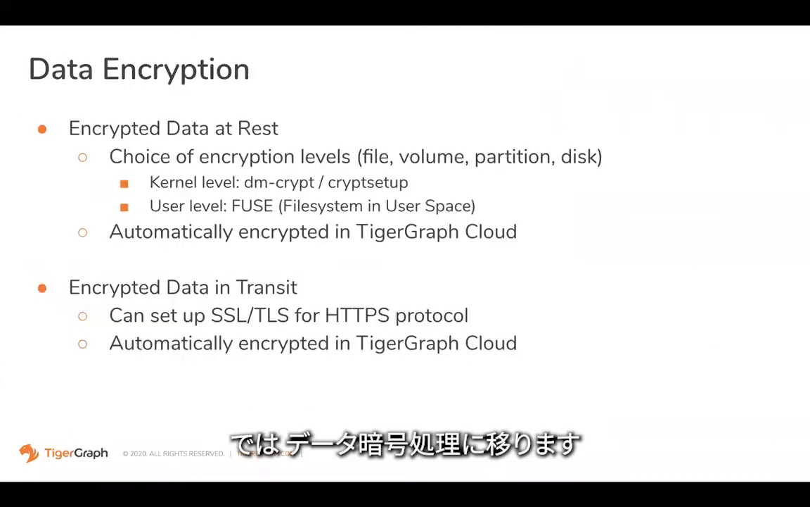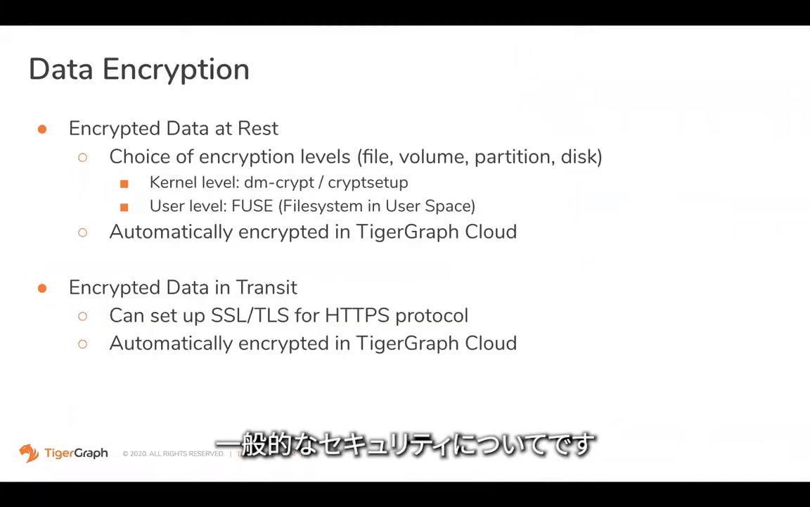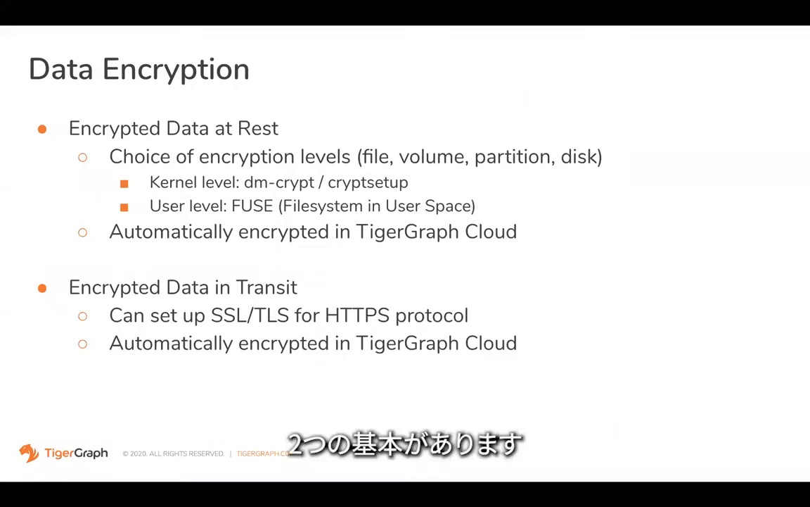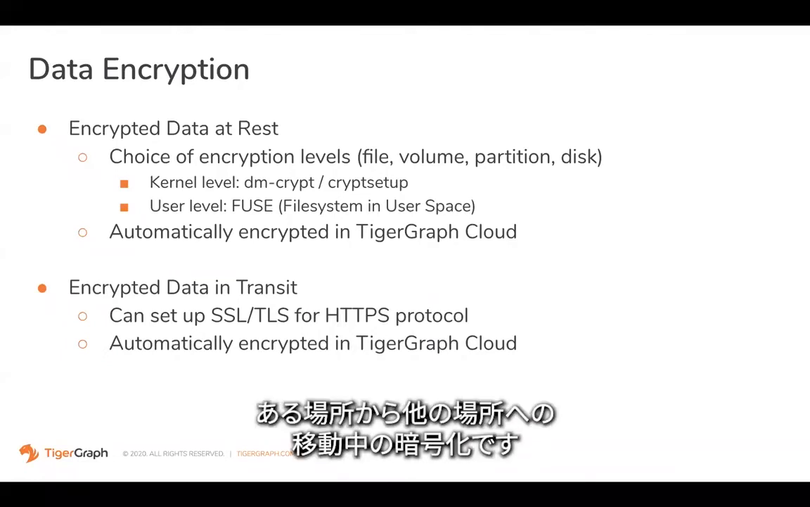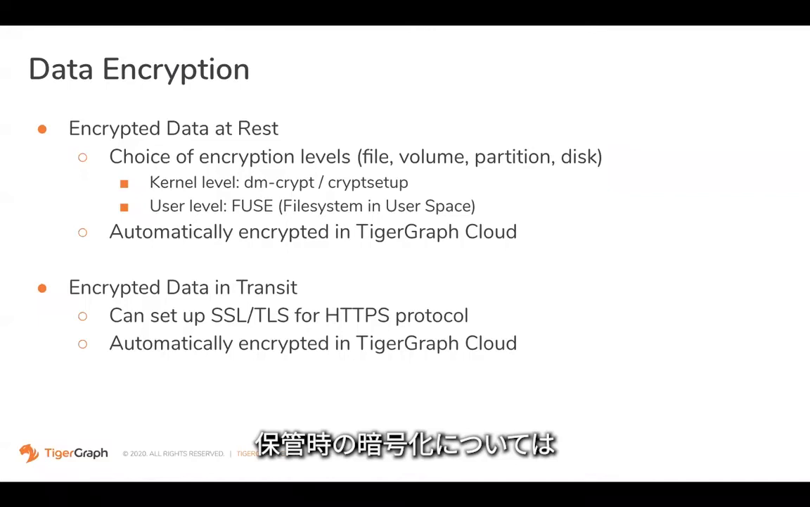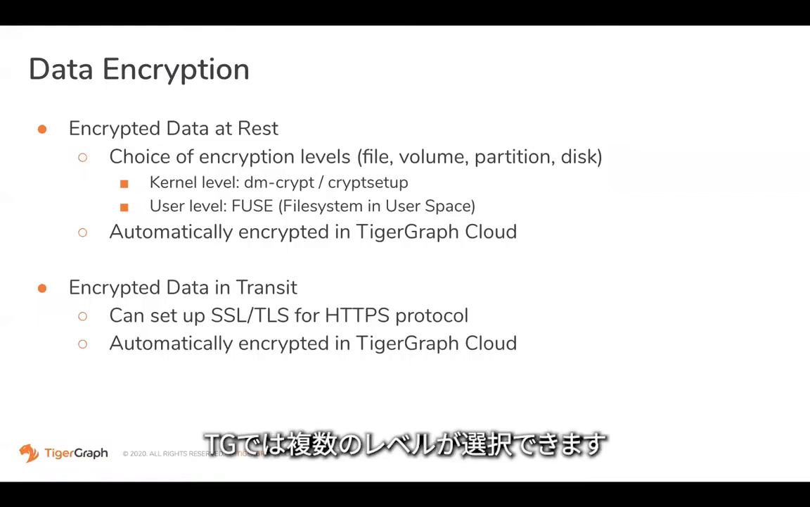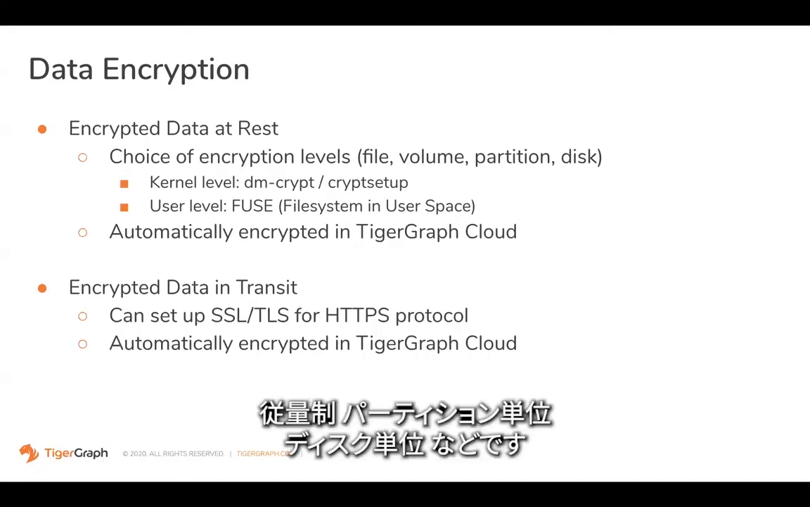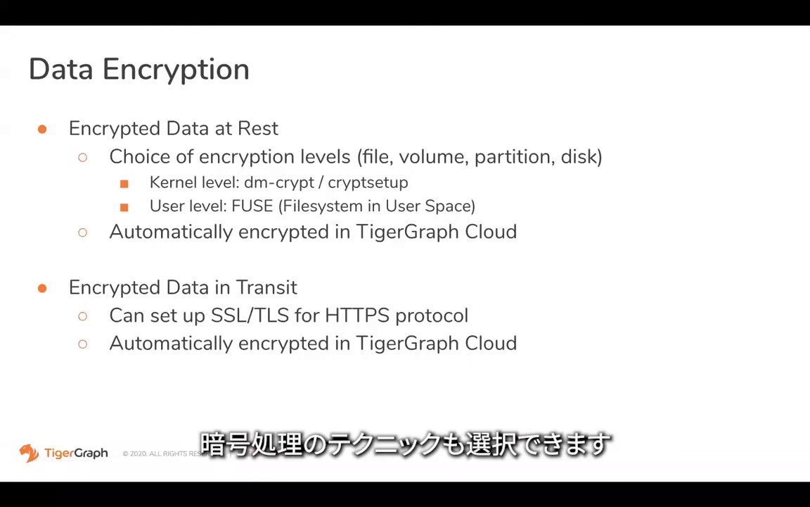So I'm going to move on to data encryption. We're generally talking about security. This is very important to a lot of users, and there are two basic things that enterprises need. They may want the data to be encrypted when it's stored, at rest, as we say, and also when it's being sent from one place to another, encrypted in transit. For at rest, we give you a choice of several different encryption levels. It could be file level, volume, partition, or disk. And we give you a choice of techniques you can use.